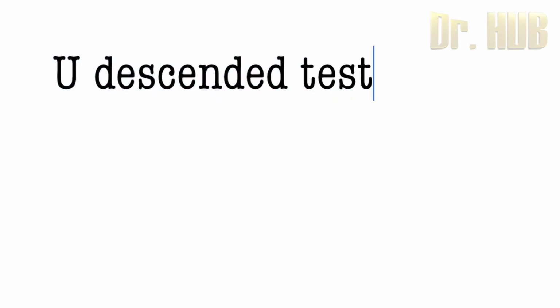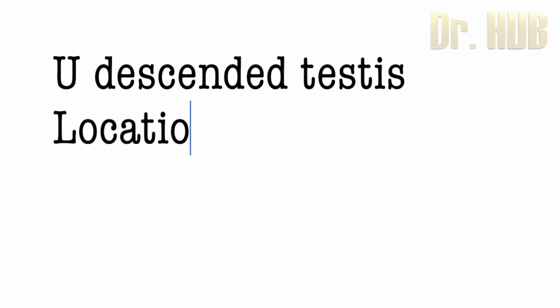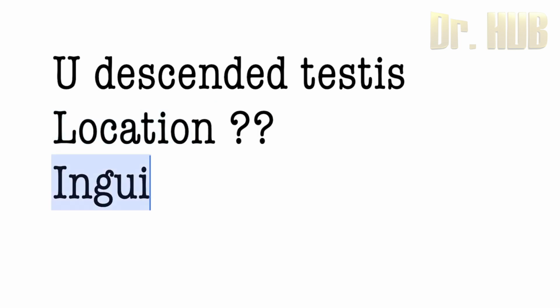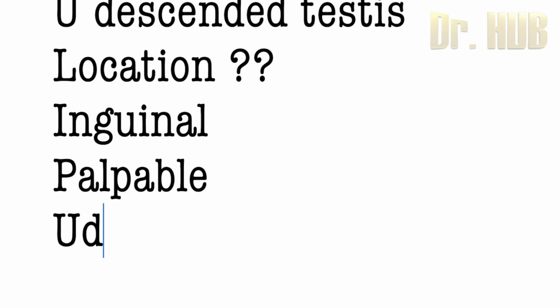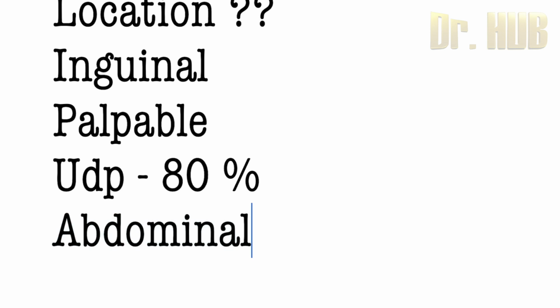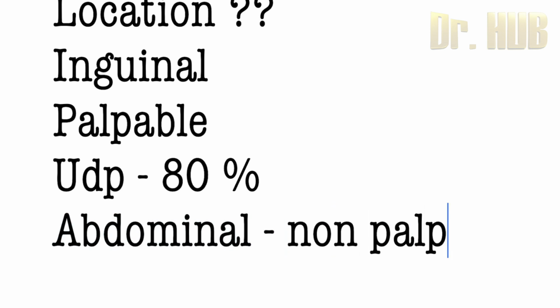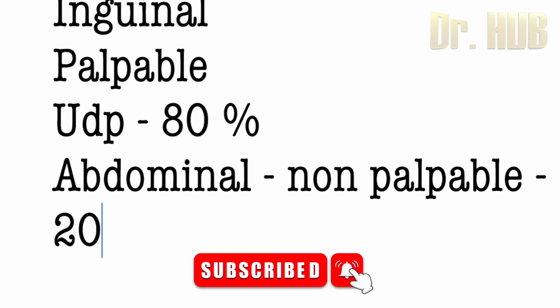Undescended testis. So undescended testis, what is the location? The location is it can be inguinal, that is palpable as well. So it includes the UDT, that is about 80%. Then comes abdominal, that is it can be non-palpable. This amounts to about 20%.